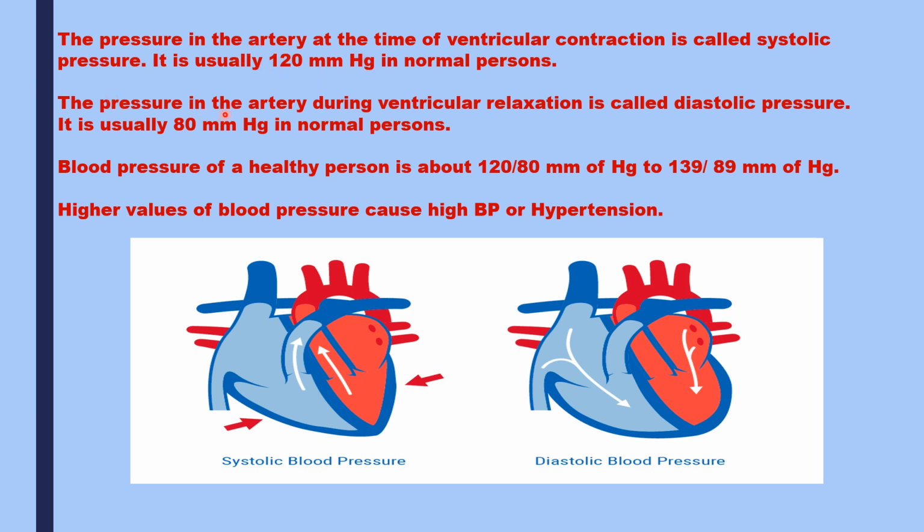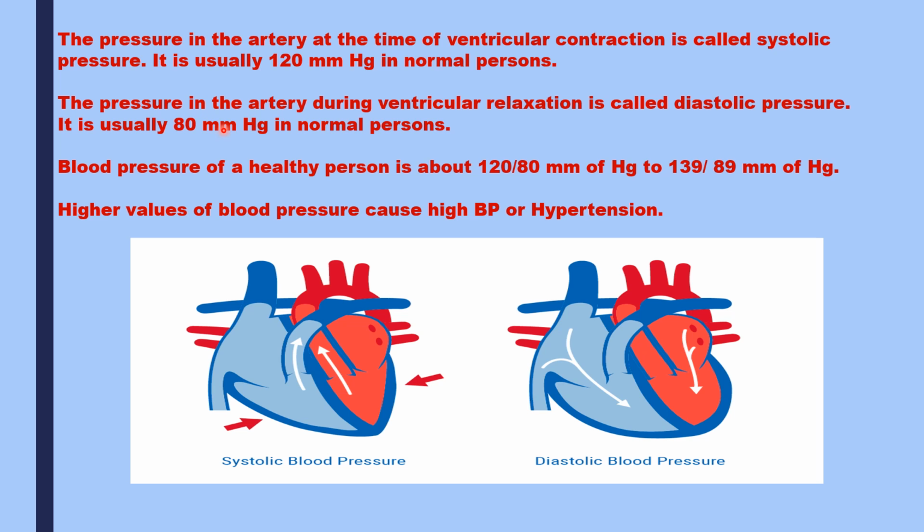Whereas the pressure exerted on the walls of the artery during ventricular relaxation, that is the diastolic phase, is called the diastolic pressure. When the arteries and the ventricles relax, the phase is called the diastolic phase. In a normal human being, the diastolic pressure is 80 mm of Hg. This is considered the low blood pressure.